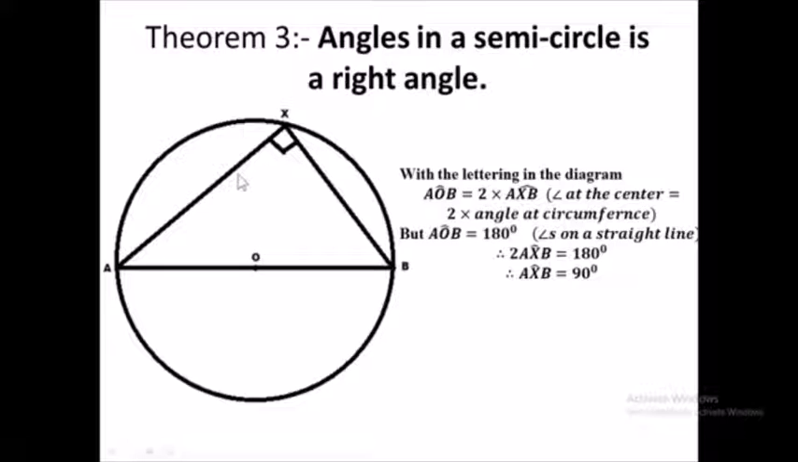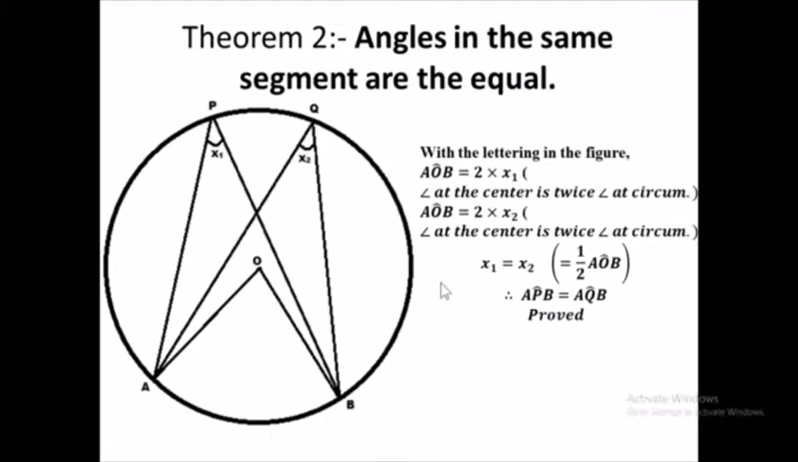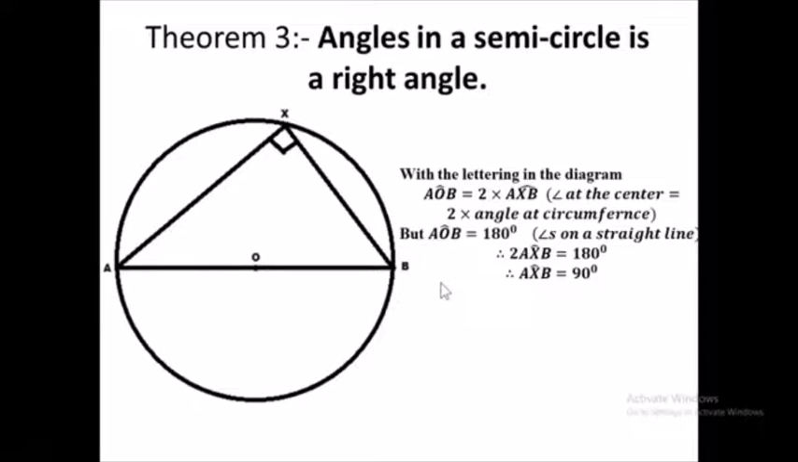So we'll be using these two theorems that we just talked about to solve some problems in the next video. Use them to solve some problems and see how we can go about it. Don't forget, we talked about the angles in the same segment being equal, and that's the first theorem. And the angle in the semicircle is a right angle. So we'll be using these two theorems to solve problems very soon.